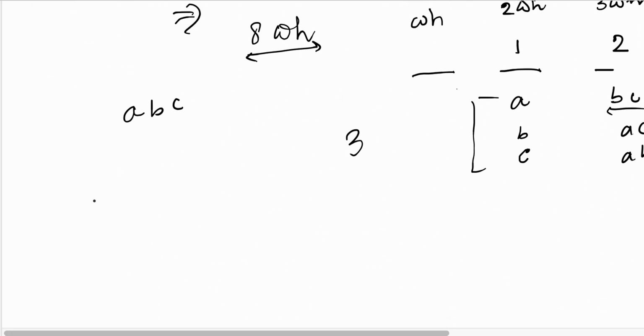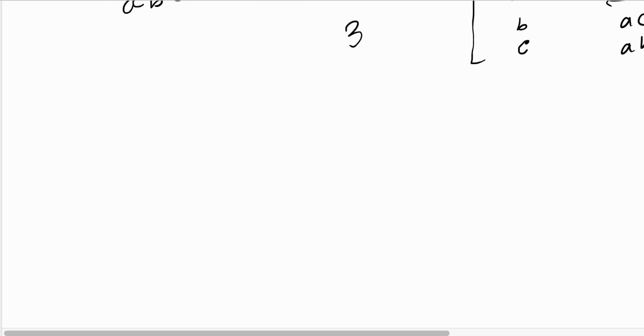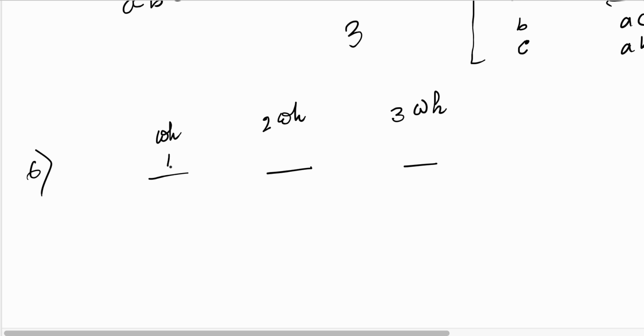So how many ways can 6 omega h occur? Let's see that. First will be omega h, second will be 2 omega h, third will be 3 omega h. So 6 omega h can occur only, as I discussed previously, with one particle here, one particle here, and one particle there. So this is the possible way.